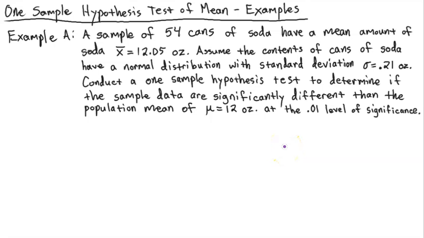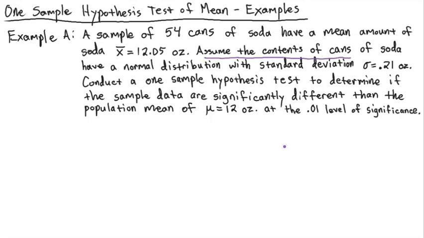Right, so let's do an example of the one sample hypothesis test here. Let's read through this example A. It says a sample of 54 cans, that's a sample size, a sample of 54 cans of soda have a mean amount of soda of X bar equals 12.05 ounces. So this is the sample mean of the 54 cans. On average, the 54 cans together have about 12.05 ounces of soda in each one.